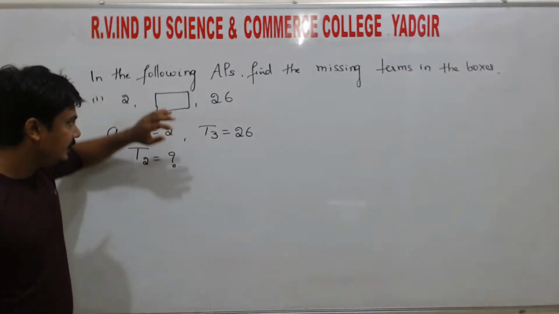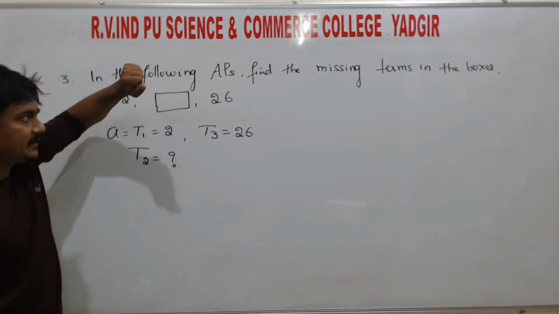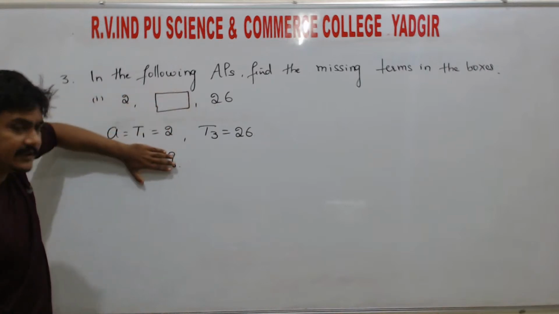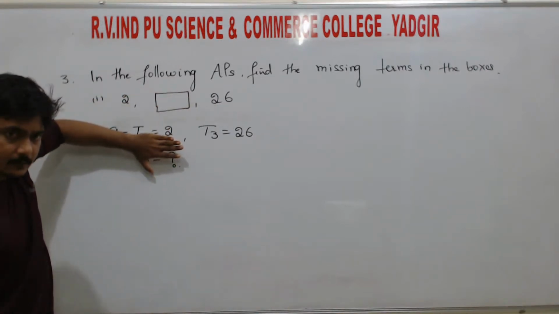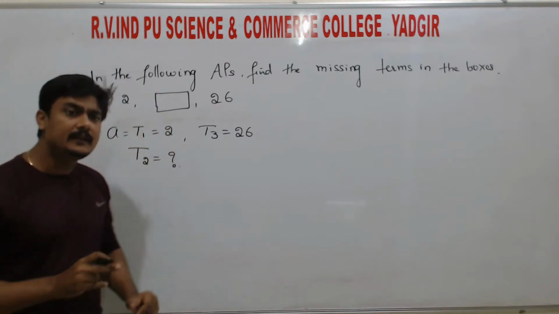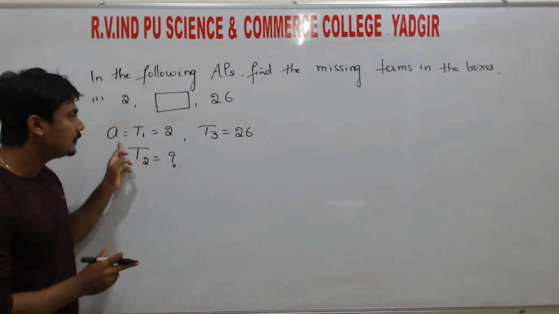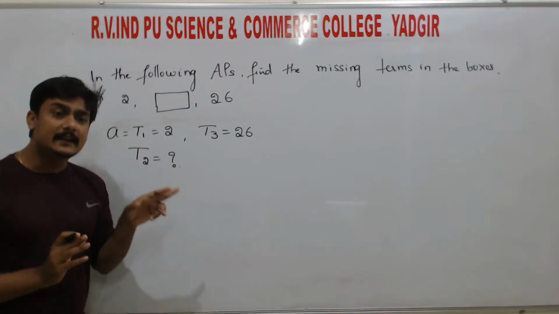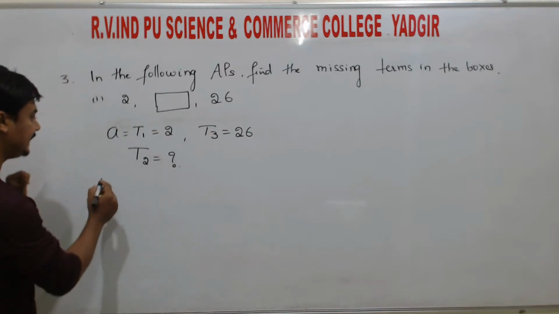In this question, we are asked to find out the missing term in the box. Missing term in the box is nothing but the second term, T2. What will be T2 formula? T2 is nothing but A plus D. A is given, only I need to compute D value. How do I get that D value? With the help of T3.